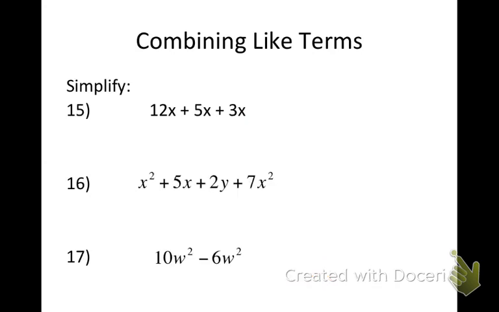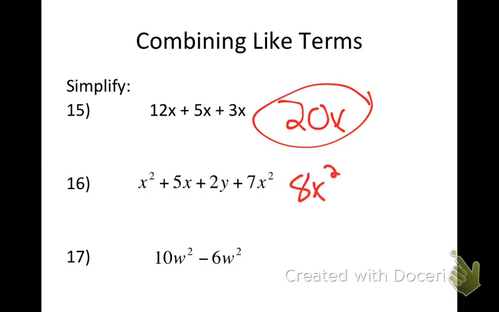Take a couple seconds to try these through on your own. Same idea, combining like terms. What do you say on 15? What's 12x plus 5x plus 3x? 20x. Nice job. 16. x squared plus 5x plus 2y plus 7x squared. What'd you get there? Good work. And 17. What'd you get here? We got 4w squared. Nice job.